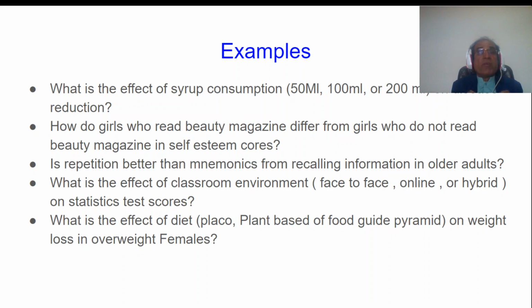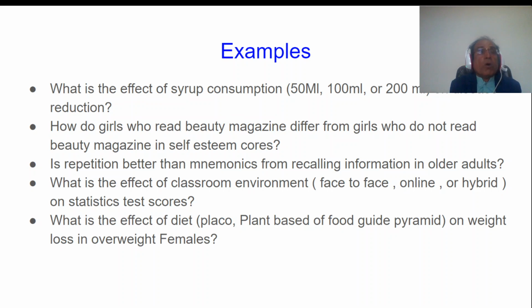What is the effect of syrup consumption, 50 ml, 100 ml, 200 ml, on disease reduction? So this is an experiment-type research question in which we give syrup in different quantities like 50 ml, 100 ml, and 200 ml.